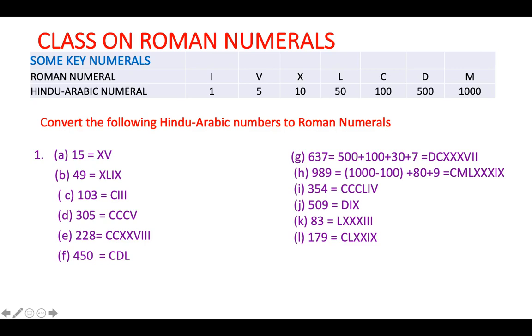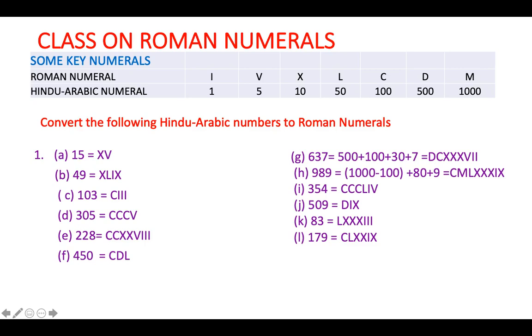Now there are some Hindu-Arabic numbers which we will convert into Roman numerals. The first number is 15, that means 1, 5. But whenever you write 15, don't make that mistake. Don't write 1 and 5. 15 means 10 plus 5. If you write 1 and 5 for 15, that will be a mistake.